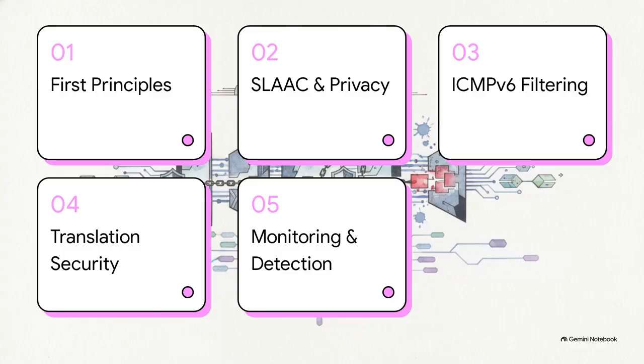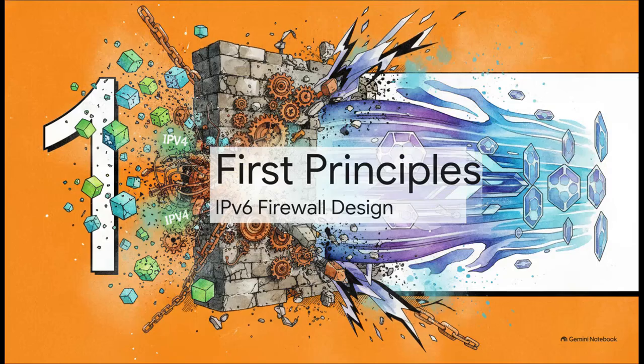So, here's our game plan for today. We'll start with IPv6 firewall first principles, move on to managing SLAAC and privacy, look at essential ICMPv6 filtering rules, figure out how to secure translation mechanisms, and wrap things up with proactive monitoring and detection. All right, let's jump into Part 1, IPv6 firewall first principles.